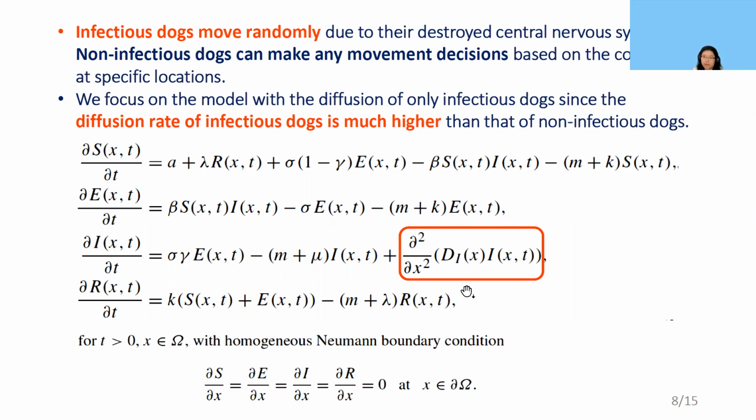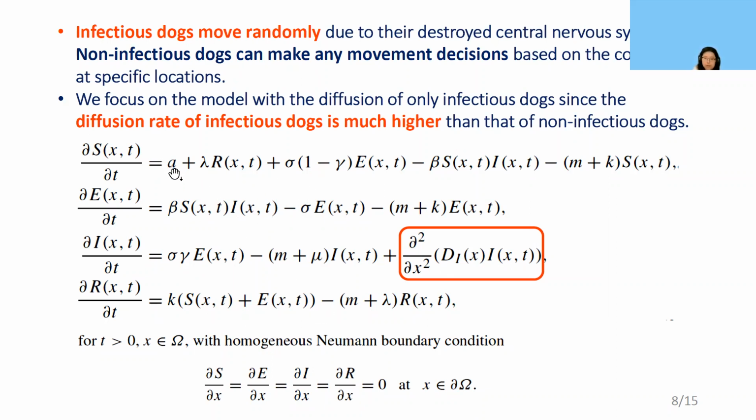So we can use a Fokker-Planck diffusion term to describe the movement of infectious dogs. And we can use a general θ-diffusion term to describe the movement of non-infectious dogs. We also know that the diffusion rate of infectious dogs is much higher than that of non-infectious dogs, so we can neglect the diffusion of non-infectious dogs. In our simulation, we only consider the model with this single diffusion term. And the other terms are not difficult to understand.